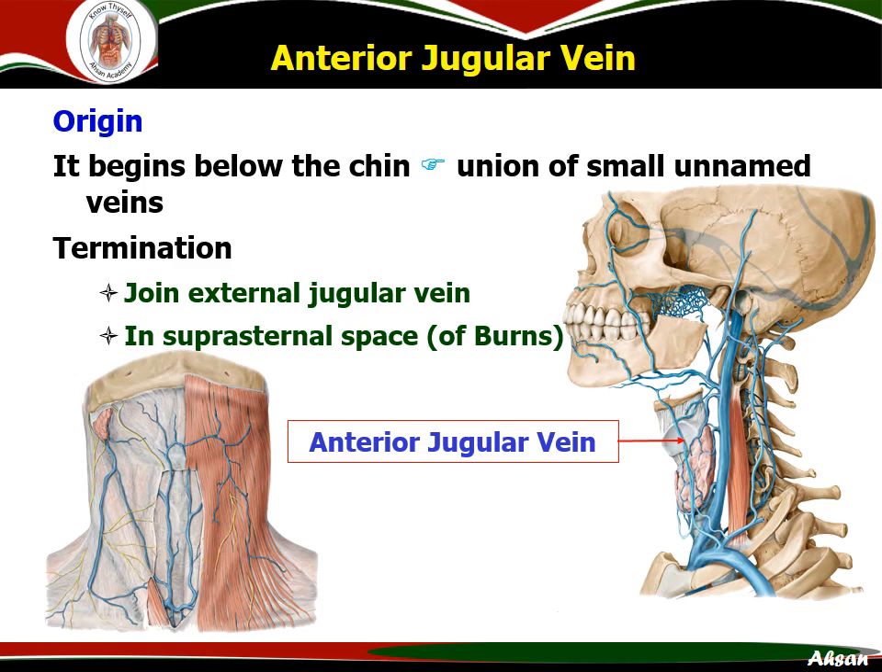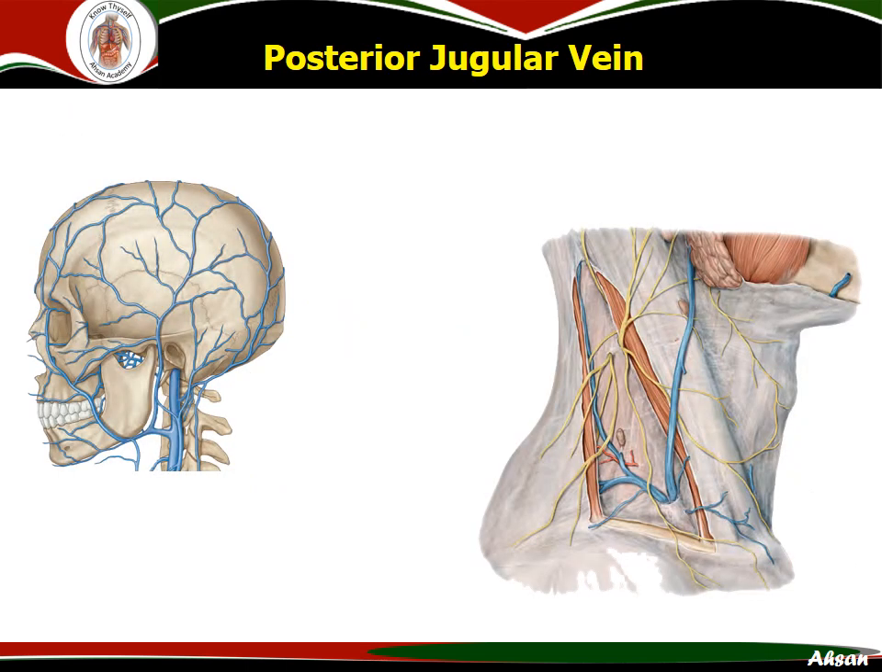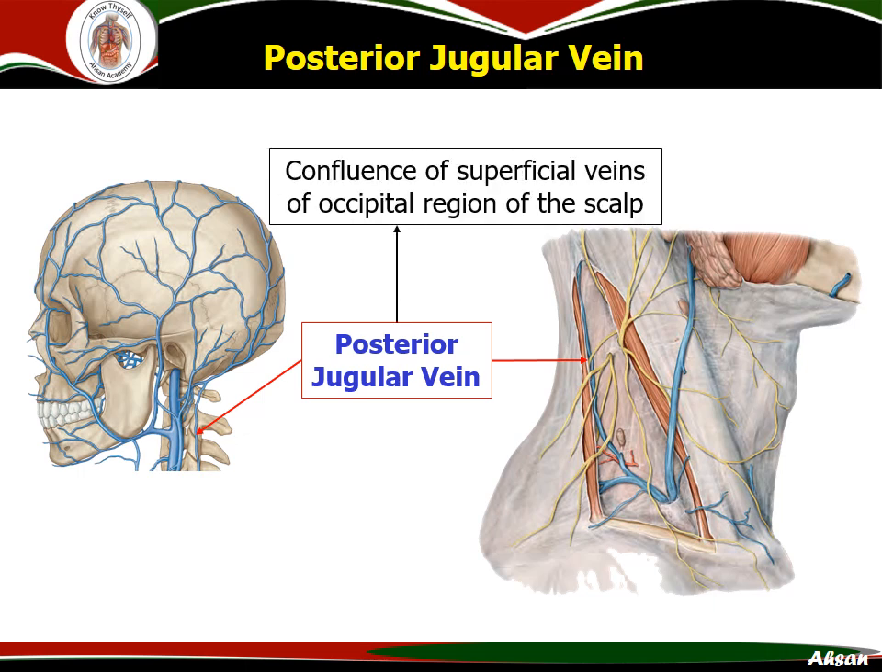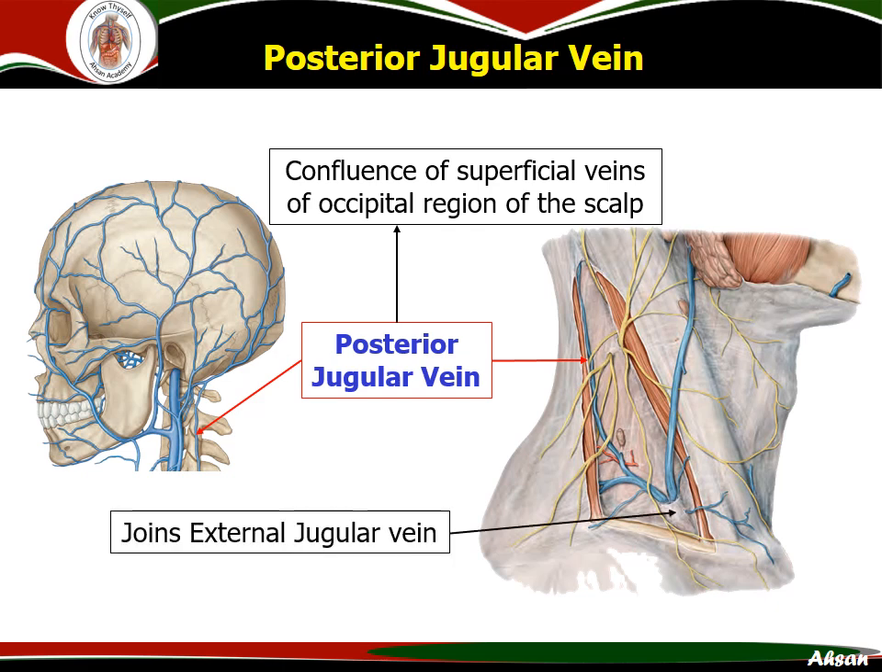This one is the anterior jugular vein here. You can see the subclavian vein. Before joining the subclavian vein, this anterior jugular vein joins the external jugular vein. It is shown in the figure. The posterior jugular vein is relatively smaller; it is the confluence of the superficial veins of the occipital region, and it goes downward to join the external jugular vein, and after that it opens into the subclavian vein.